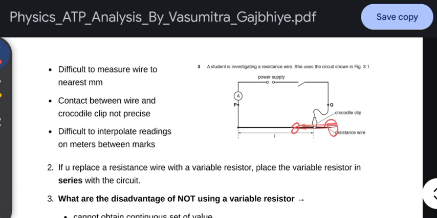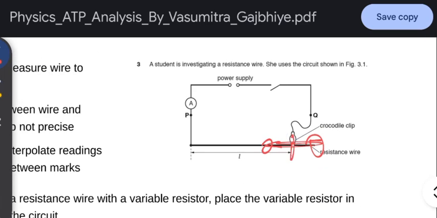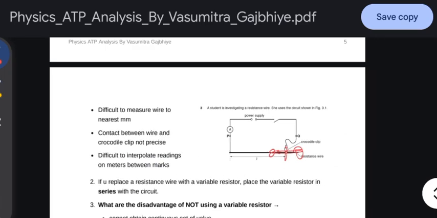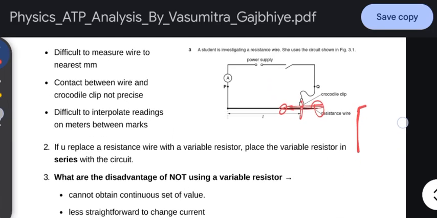Connect between wire and crocodile clips are not precise. Contact between them is not precise. Like, some tangent can be more contact, less contact in each experiment. Then difficult to interpolate readings on meters between marks, of course.